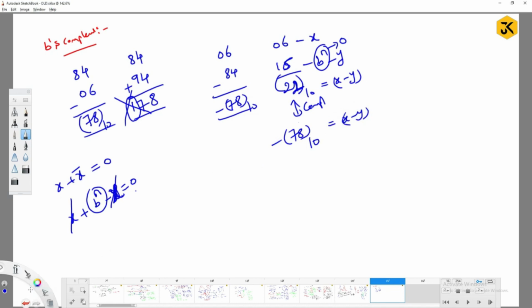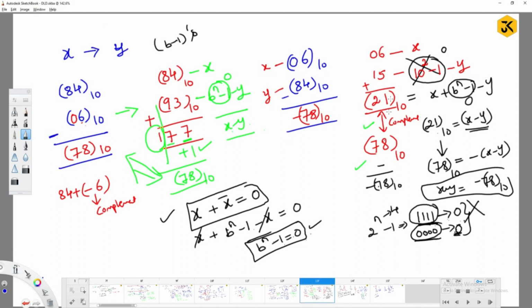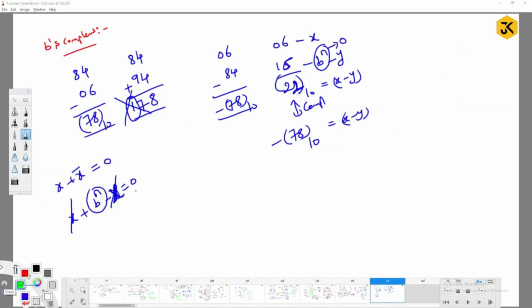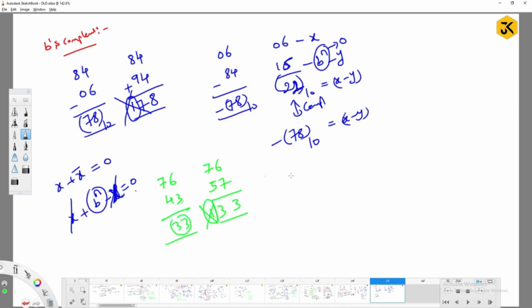Let's try another example: 76 and 43. What is the value? 76 minus 43. The 9's complement of 43 is 56, and the 10's complement is 57. Adding gives 133, with the 1 discarded. So do you get the result or not? Yes, with the 1 discarded. Similarly, 43 minus 76.